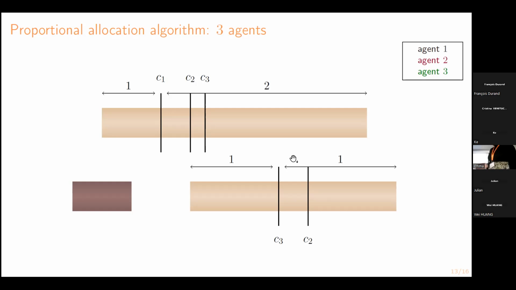Okay, so this is 1/2 of 2/3. And so here you assign this part to C3, because when you do the recursive thing, they will appear here. And then you assign this part to C2. And this, I claim that this is proportional. Why? For agent 1, it's easy. You know that this is exactly 1/3.